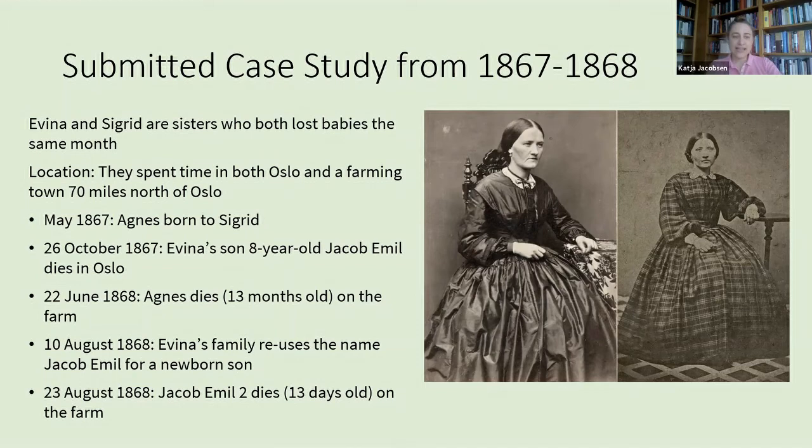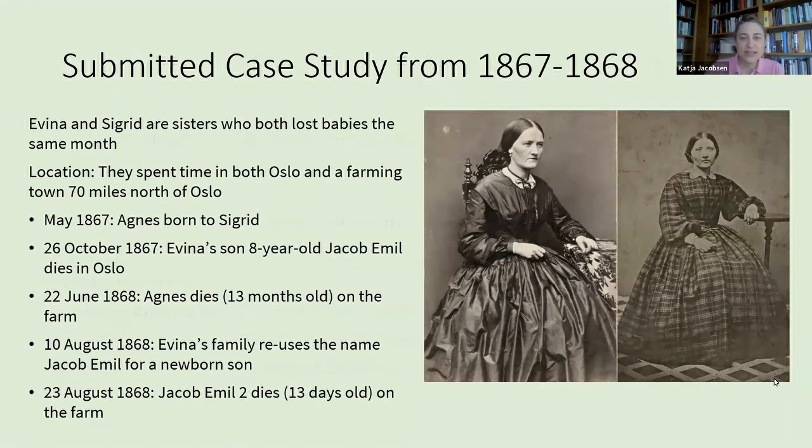Agnes dies at 13 months of age in June 1868. Just a few weeks later, the second Jakob Emil dies when he's 13 days old. And both of those deaths of those babies occurred on the farm that's north of the city.